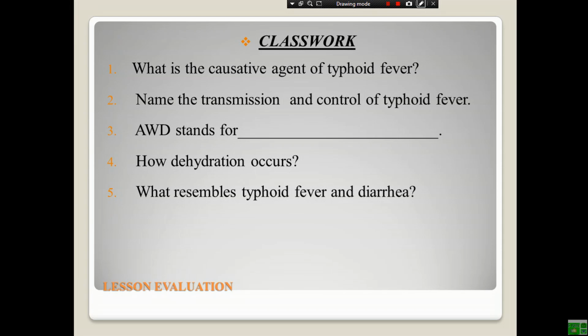Question number 1 says, what is the causative agent of typhoid fever? Question number 2, name the transmission and the control of typhoid fever. Question number 3, AWD stands for blank. Question number 4, how does dehydration occur? Question number 5, what resembles typhoid fever and diarrhea? Go on.